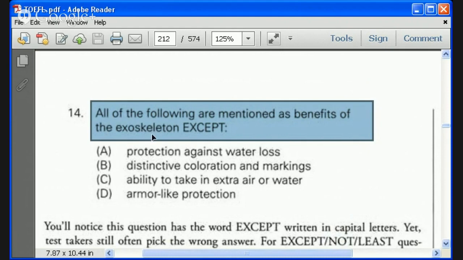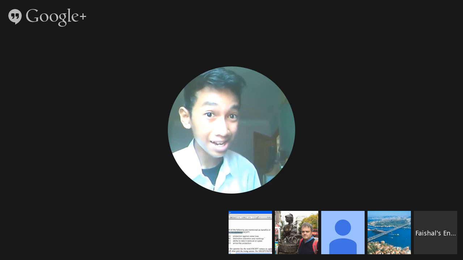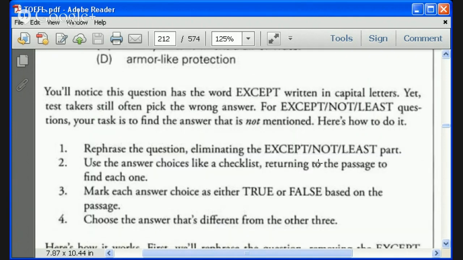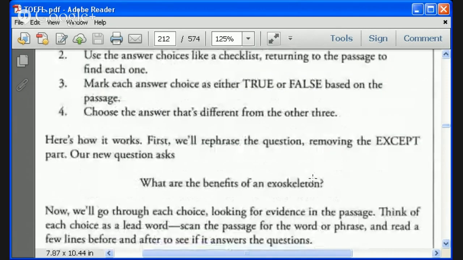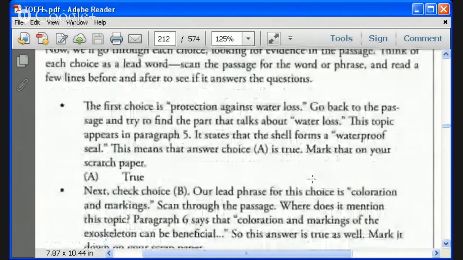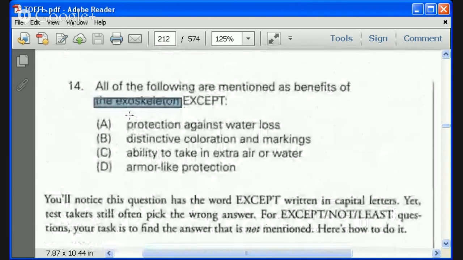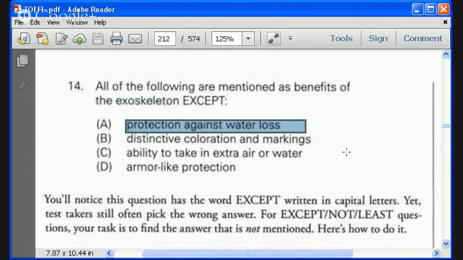Faisal, what are they actually looking for here? The benefits of exoskeleton. You are correct. Okay. So how are we going to find this? Well, benefits of the exoskeleton. Really, the only thing we can do is search for each one of these answers. There's no way to look at the passage and then come back and try to remember everything in the passage. So we're going to have to look for each one of these. We're going to have to scan. So the technique for scanning for information.